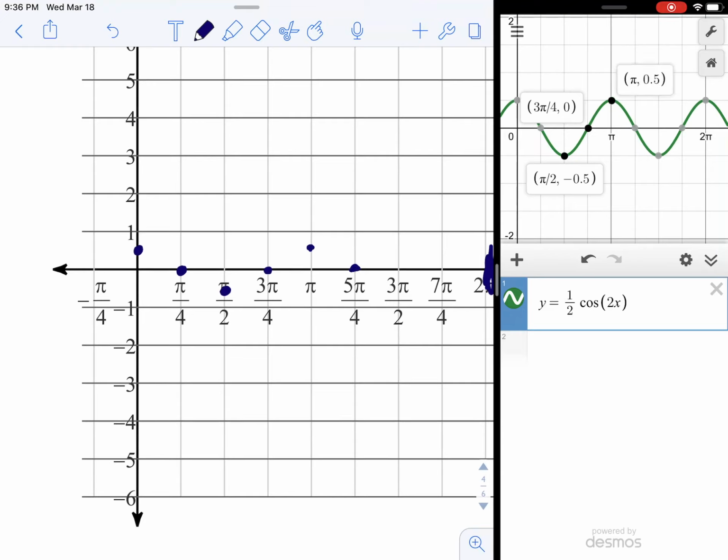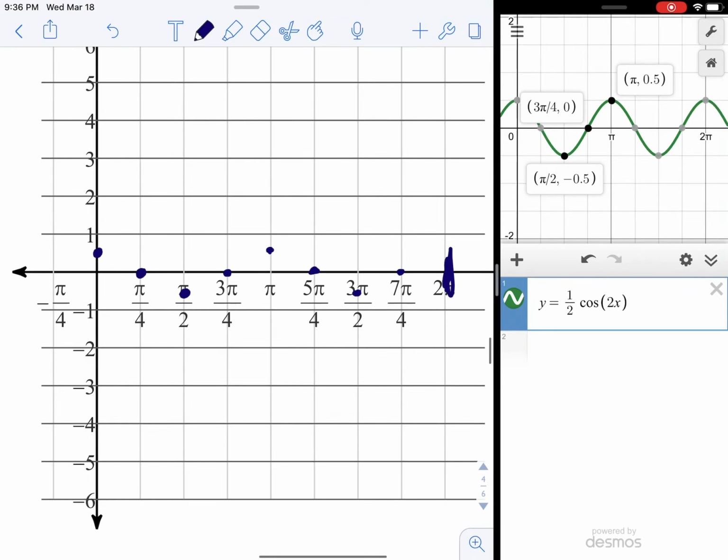So now maybe you can just see, oh, there's a pattern here. I can just draw these dots in fairly quickly and then trace over them, connect the dots, not with straight lines, connect the dots with curves. We want it to look like a wave. And there's our graph.